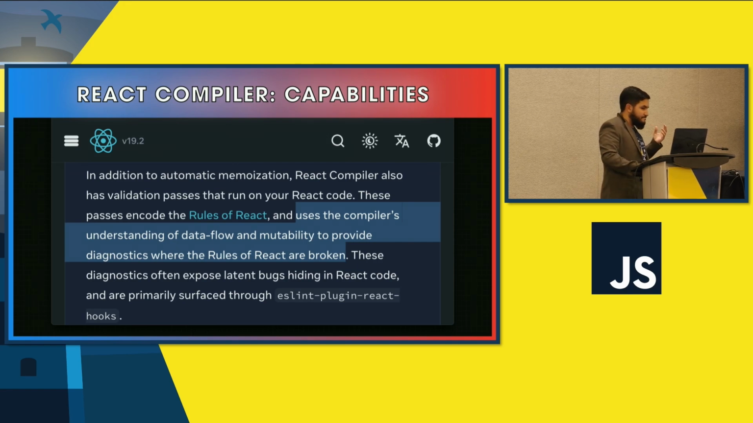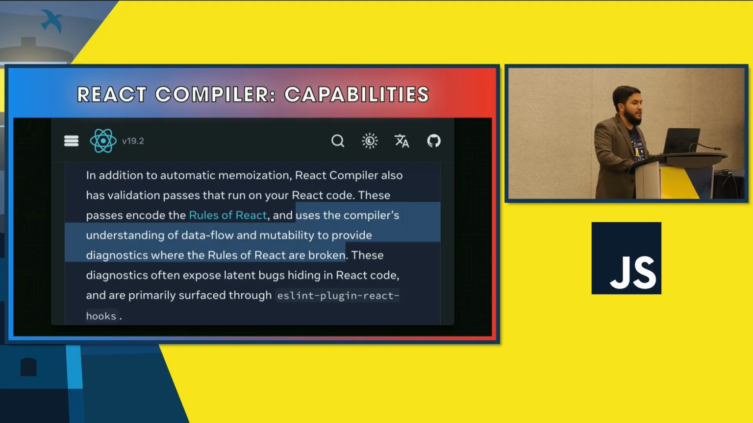is because beyond being this memoization compiler, it's also supposed to be this tool that understands your data flow and the mutability throughout your app and can actually help you with diagnostics of things like when you break React rules. This is from the React docs, by the way.